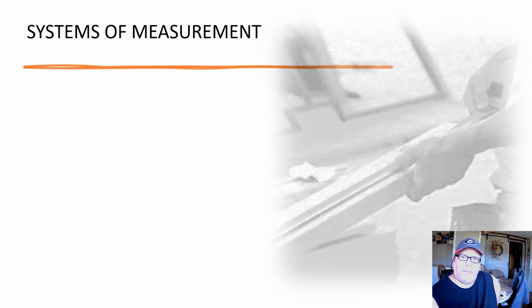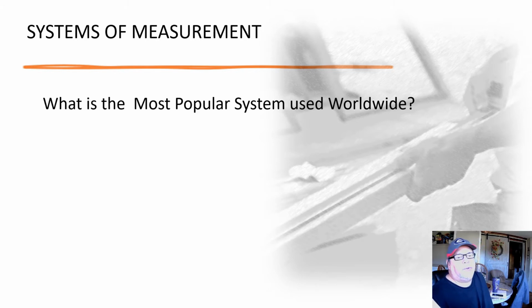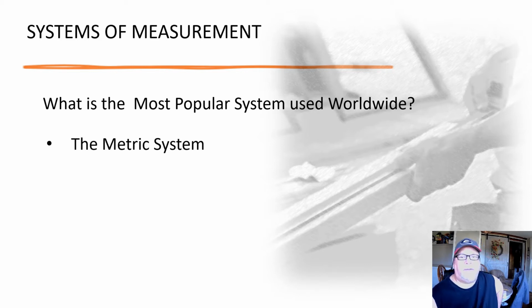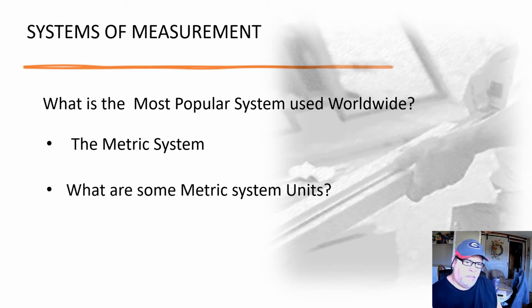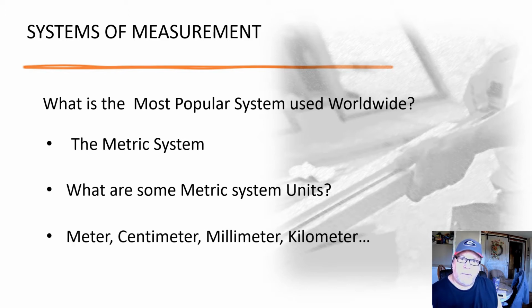We have different systems of measurement, just like we talked about temperature. We have Fahrenheit, we have Celsius. What do we use? Fahrenheit. Why? Because we can relate to it. All right, but there are different systems of measurement. What is the most popular system of measurement in the world? It's used worldwide. It's the metric system. We might be a little familiar with the metric system. What are some metric system units? All right, we have the meter, centimeter, millimeter, kilometer. All these are metric units that measure distance.